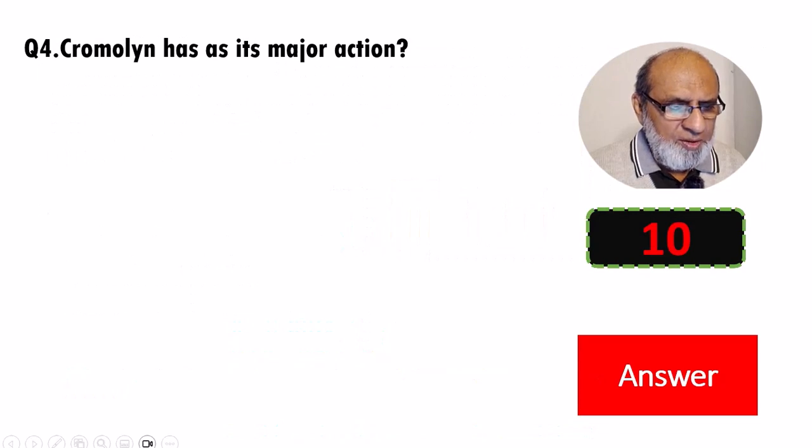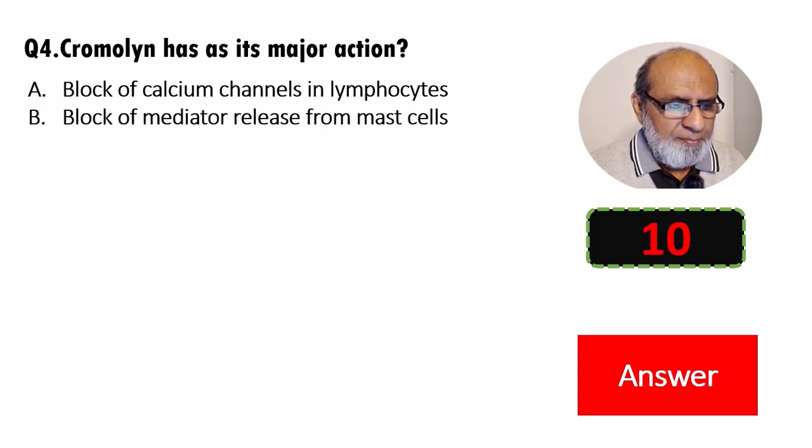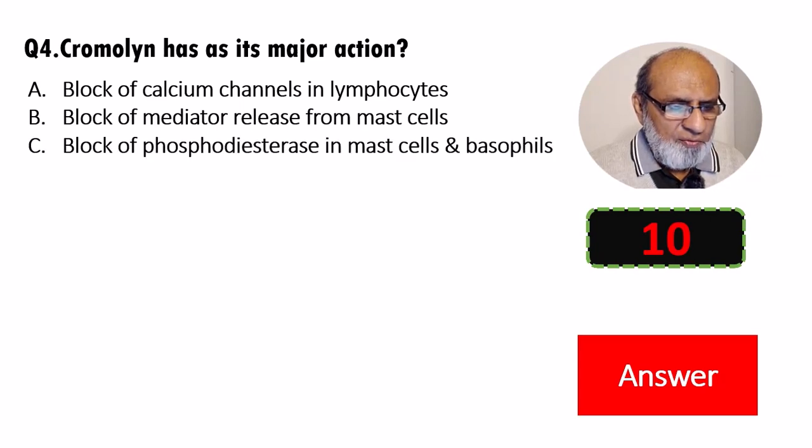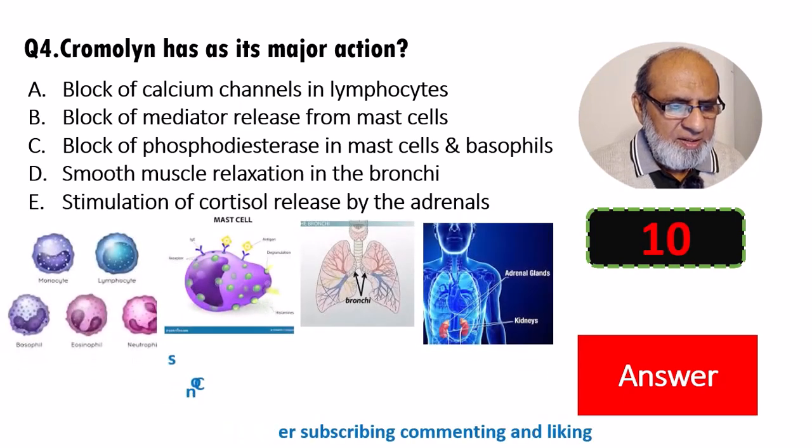Question 4. Cromolyn has as its major action: A. Block of calcium channels in lymphocytes. B. Block of mediator release from mast cells. C. Block of phosphodiesterase in mast cells and basophils. D. Smooth muscle relaxation in the bronchi. E. Stimulation of cortisol released by the adrenals.